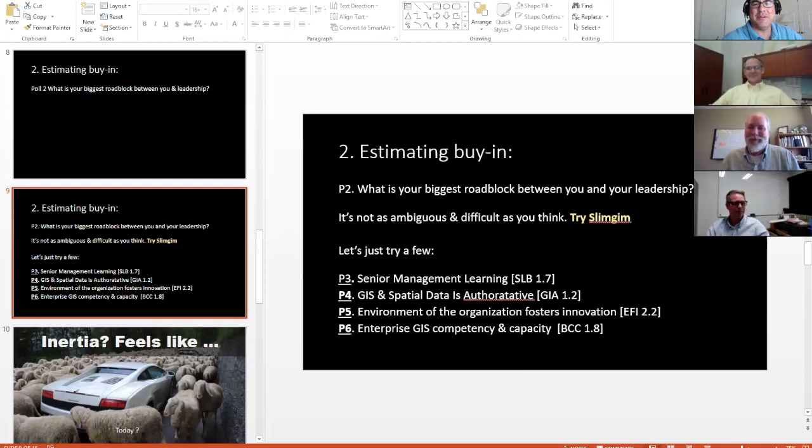All right, so end the poll there and we will share results. Yep, there you go. One is somewhat. So GIS has been established by upper management as authoritative: we're not there yet. Next. Two.